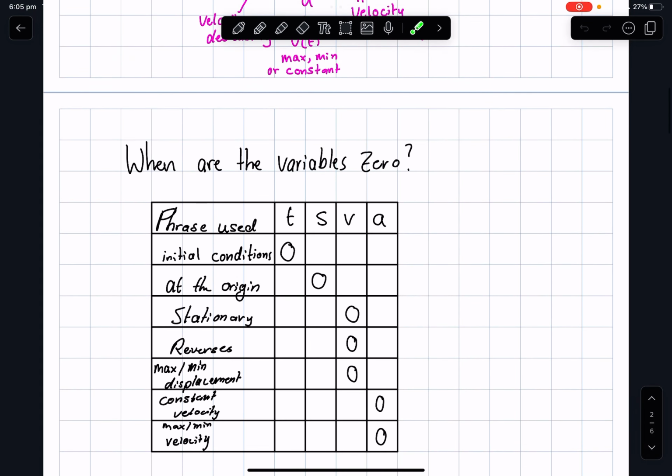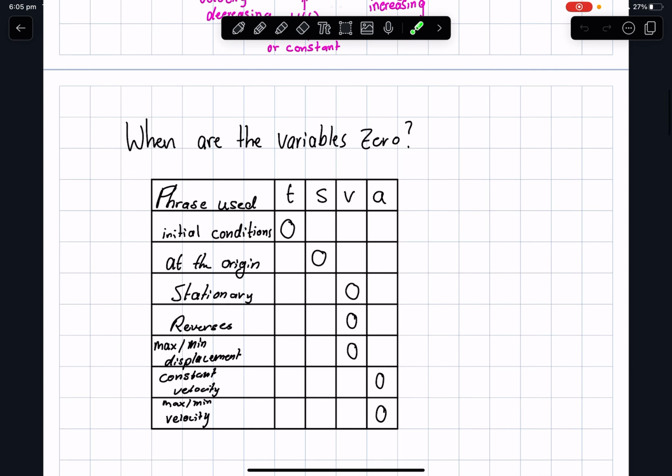So, a bunch of things that you may be asked to find. If you're asked to find the initial conditions of the object, then I set t equal to 0 in my s, v, and a functions. If I want to find when the object is at the origin, I make s equal to 0 and solve for t. If I want to find whether it's stationary, where it reverses direction, or the max/minimum displacement, I set v equal to 0 and solve for t. Then if I want to find whether it's at a constant velocity or where the max/minimum velocity are, I set a equal to 0.